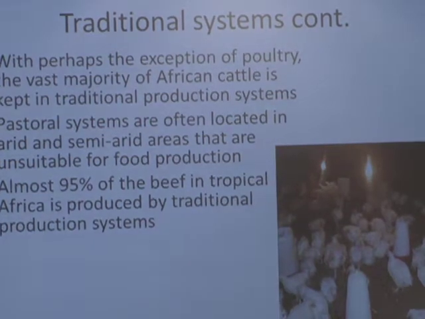With the exception of poultry, most systems in Africa are kept in a traditional system. Pastoral systems are often located in arid and semi-arid areas that are unsuitable for food production. Almost 95% of the beef in tropical Africa is produced by traditional systems.